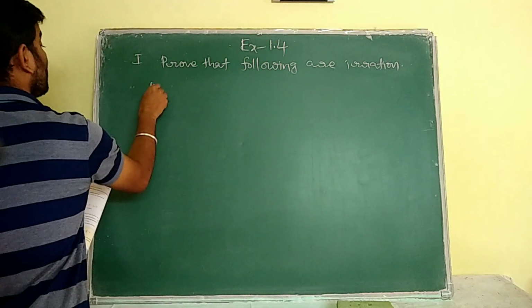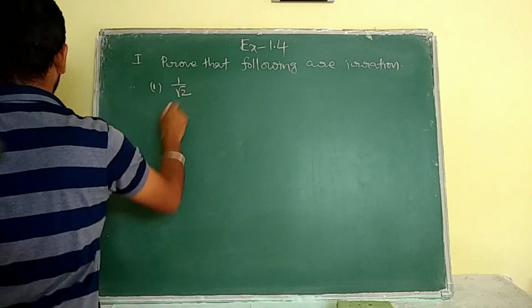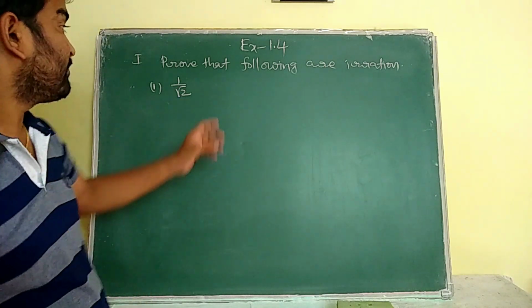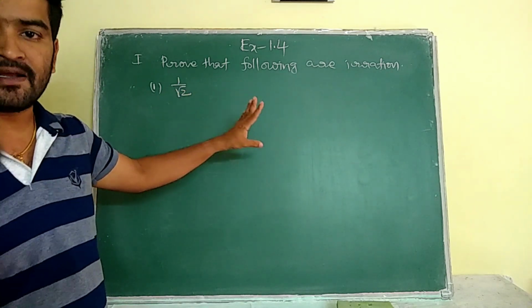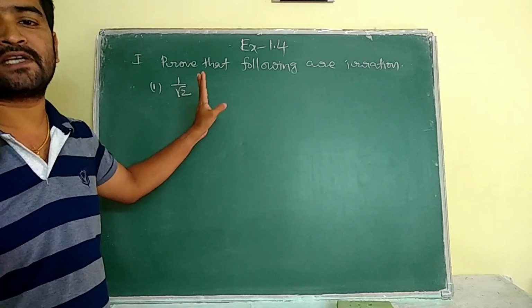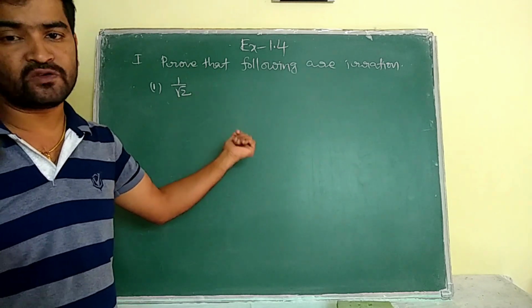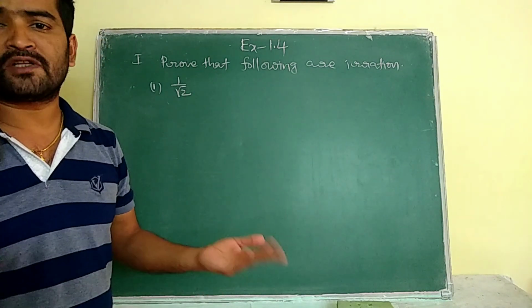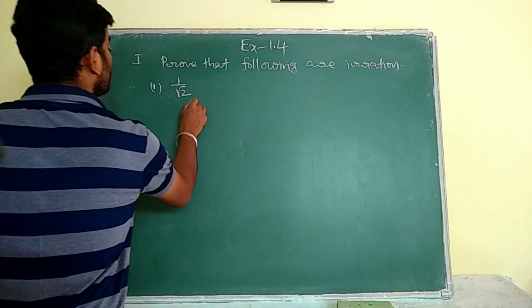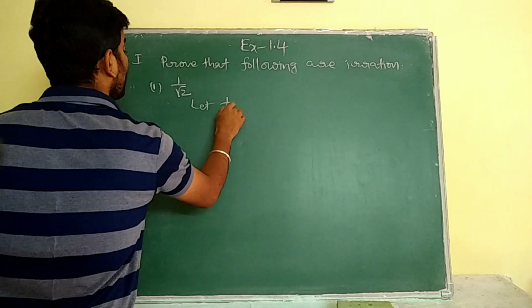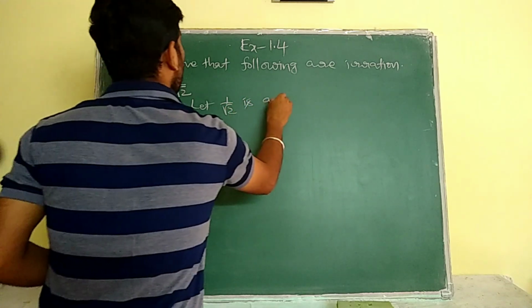Question number 1 is 1 by root 2. Now see, he is asking us to prove 1 by root 2 as an irrational number. We know that 1 by root 2 is an irrational number, but we have to prove this one. Then we have to follow the proof by contradiction method. So for that, firstly we have to let 1 by root 2 be a rational number.